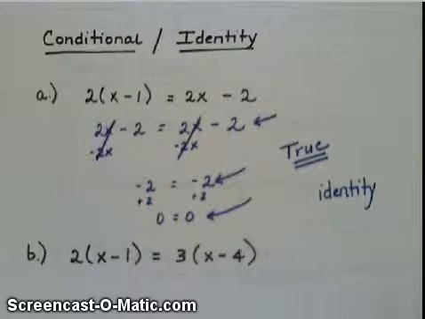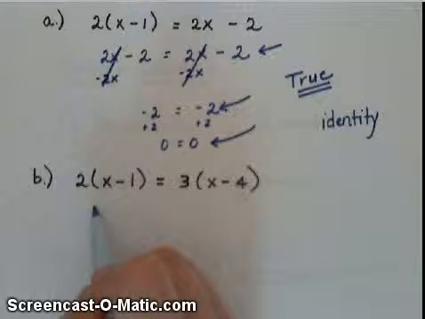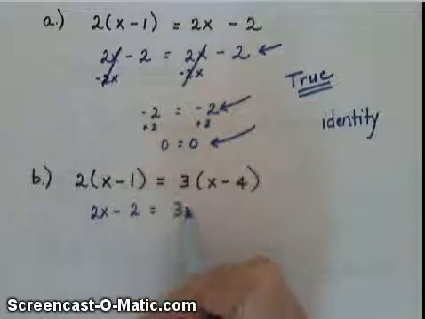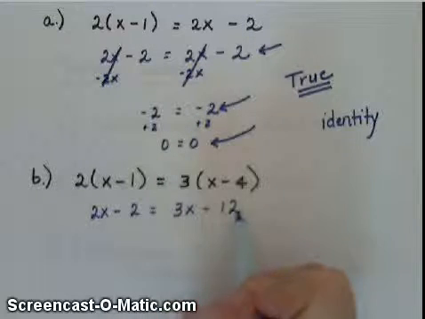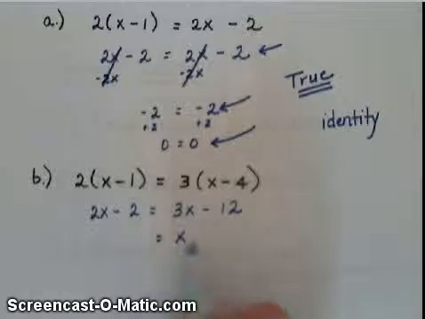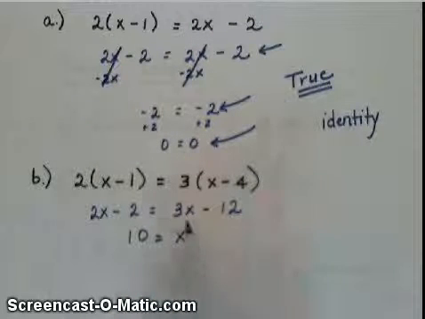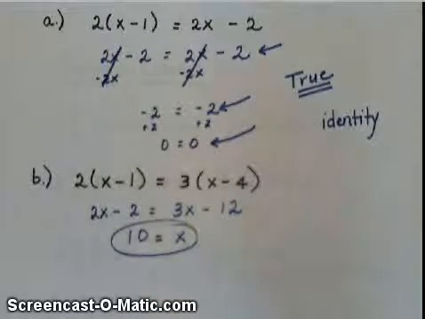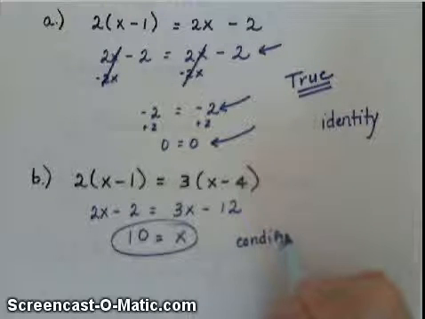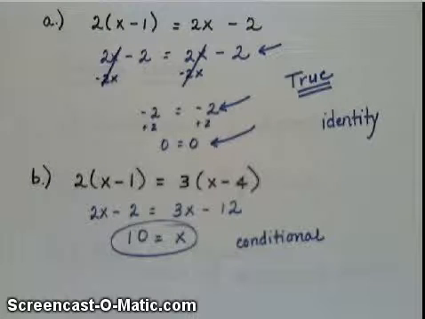Now, my second example, 2 parentheses x minus 1, let's work through this one. 2x minus 2 equals 3x minus 12. Let's combine the like terms, and 1x equals, add 12, x equals 10. Now, this one has a solution, so we could call this a conditional, and what that means is that this equation is true on the condition that x is equal to 10.